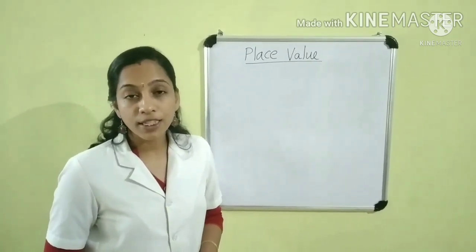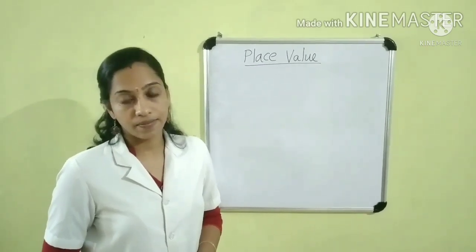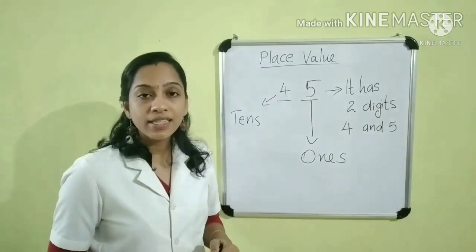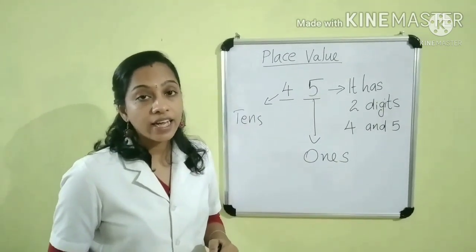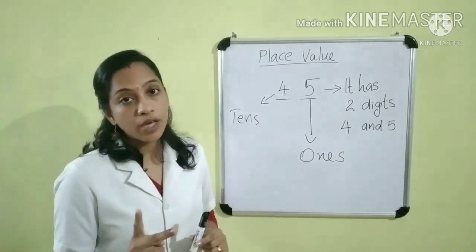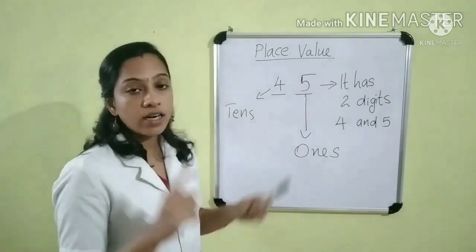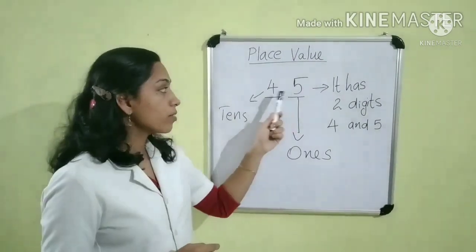Do you know what a two-digit number is? A number which contains two digits. Tell me children, how many digits are there in a two-digit number? I told you, a two-digit number contains two numbers. Let's see one example. Here I have written one number on this board. It's 45.